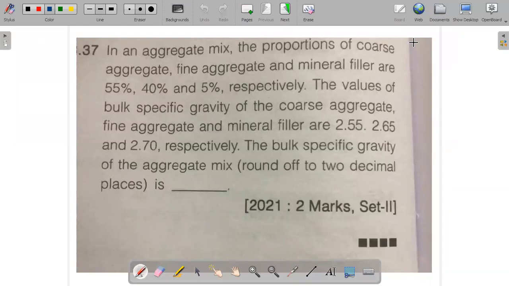So hello guys, once again I welcome all of you to this marathon session of highway engineering. Yesterday I discussed with you the numeric portion of highway materials. Today we're going to discuss the previous year questions of highway materials.